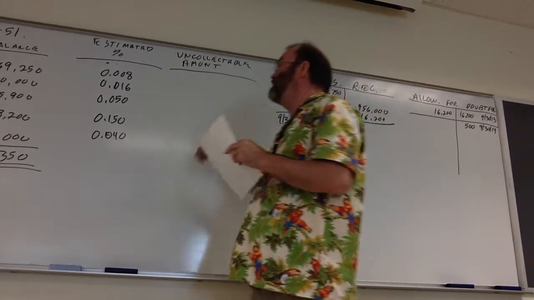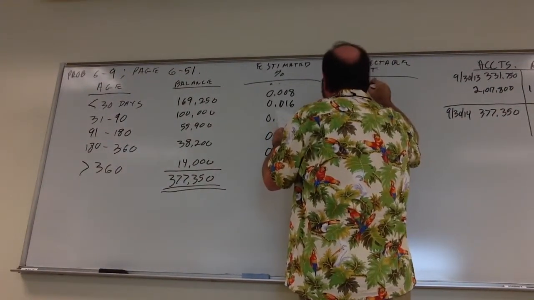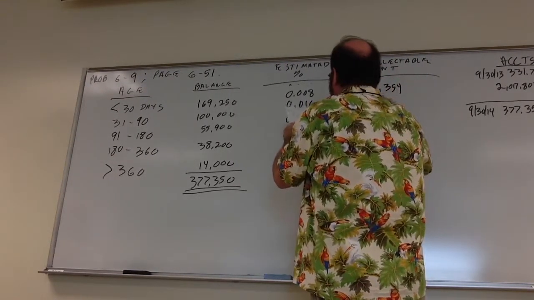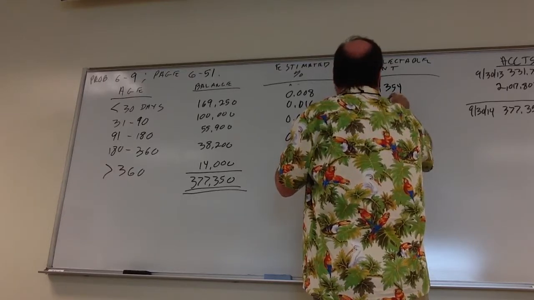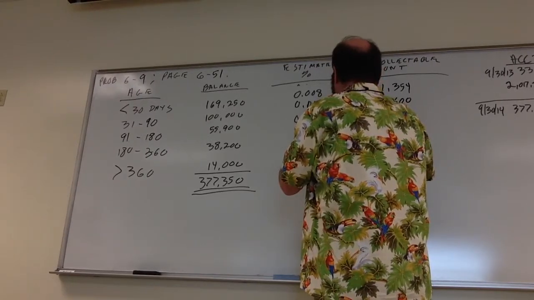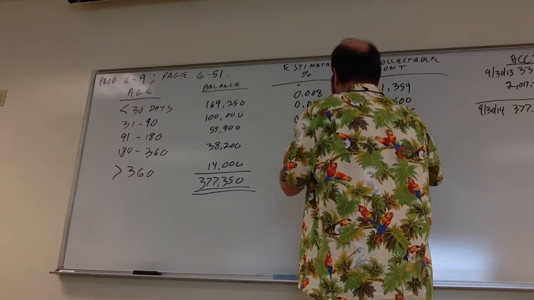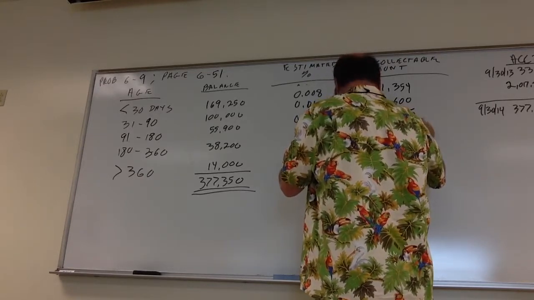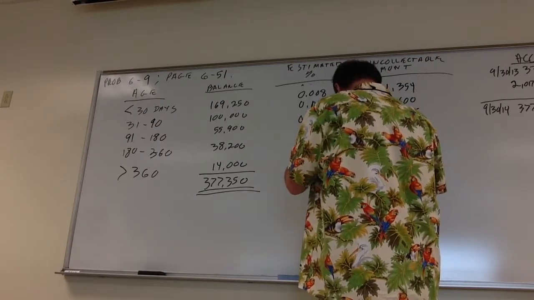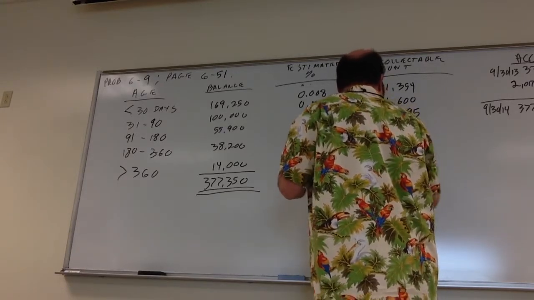Same exercise. Extend it out, multiply the amount times the estimated percentage that's uncollectible. You get 1,354, not 1 million, 1,000. 1,600, 2,795, 5,730, and 5,600. For a total of $17,079.